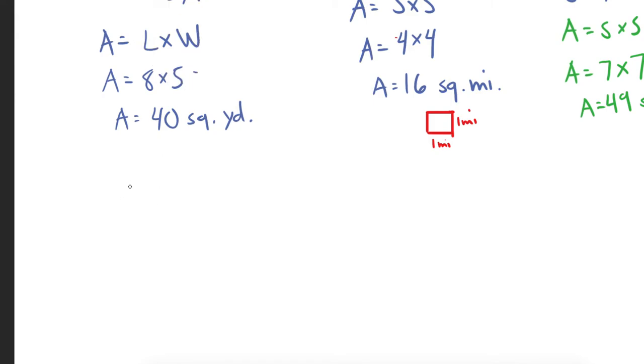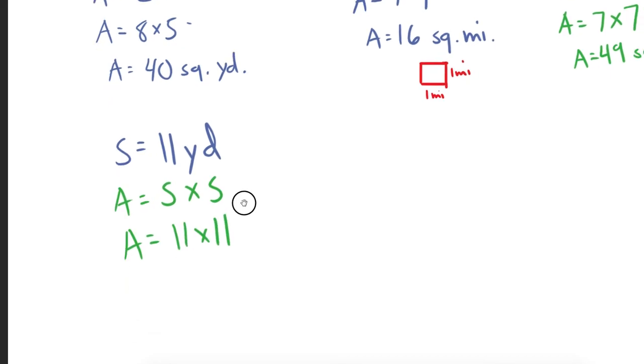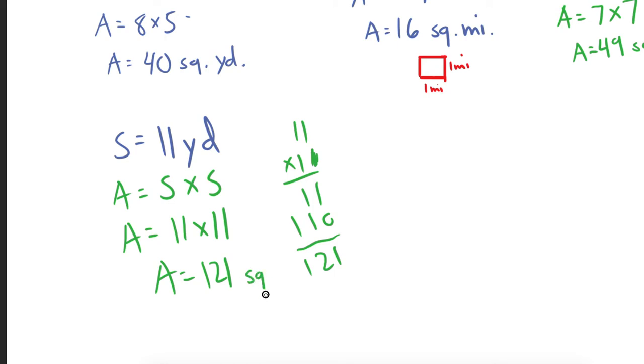Okay, let's do another example question. It might say something like S equals 11 yards. So write the formula down. Area equals S times S. Just plug it in. Since S equals 11, so 11 times 11. What's 11 times 11? 121. 121 what? Square yards. All right.